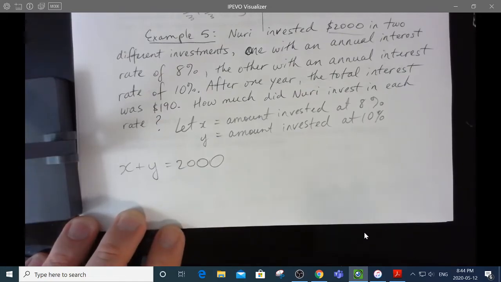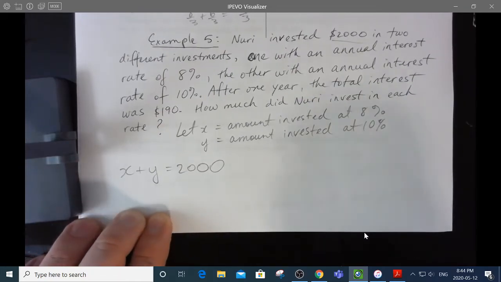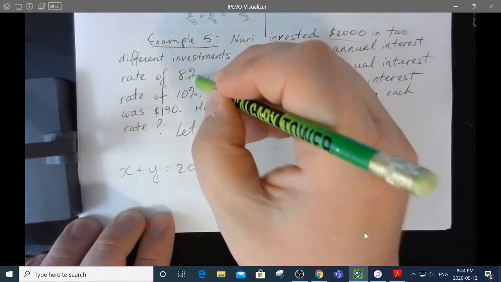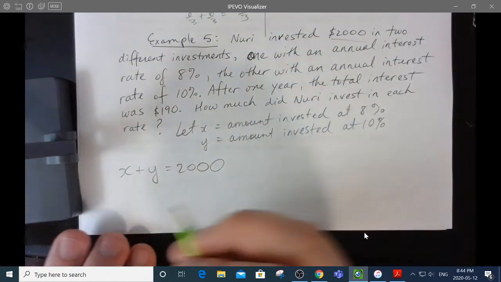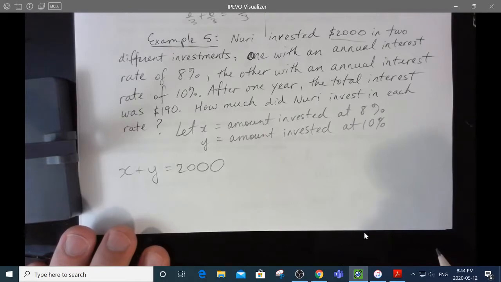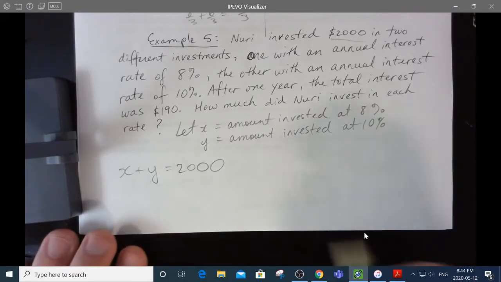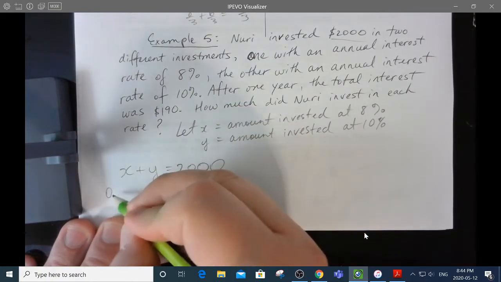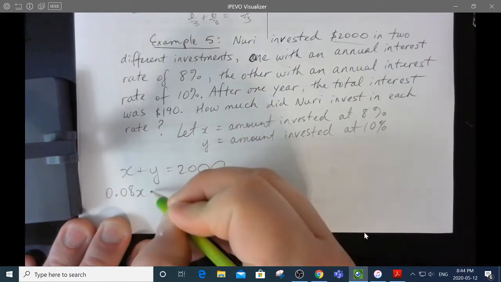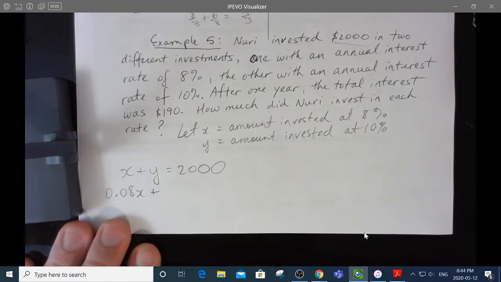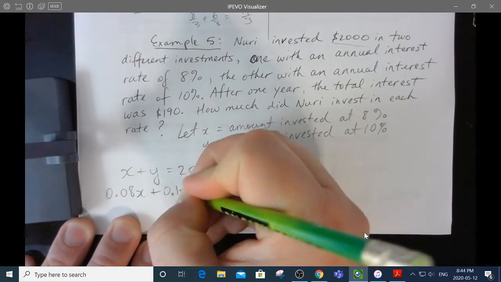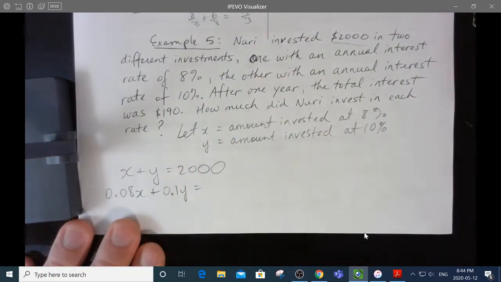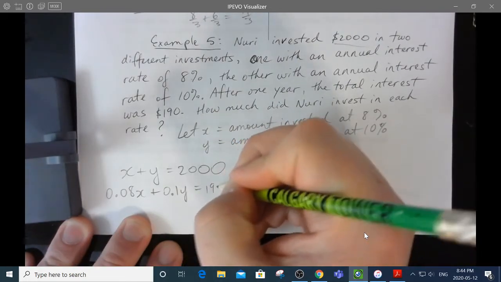Well, think about it. How much interest does he make? He makes 8% of the x that he invested. So how do you say 8% of a number? Any ideas? Yeah, you have to get rid of the percent and turn that into a decimal. And then what do you do with the y? Well, 10% of y is 0.1y. And that's going to equal $190.